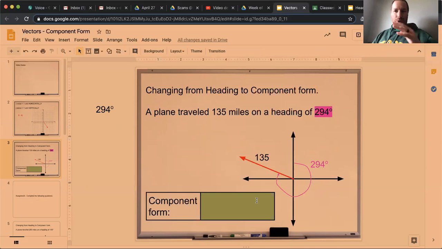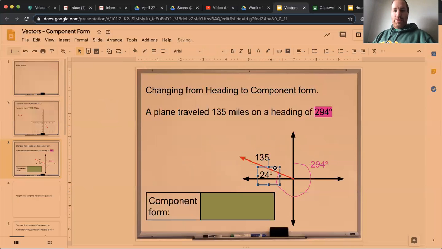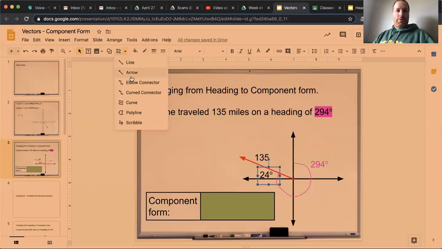Now to put this into component form, here's how we would do that. First, what we need to do is find the reference angle. Actually, you don't need to find the reference angle, but I'll show you that in just a second. Here, for 294, as I already mentioned, the reference angle is going to be 24 degrees, because it's 270 to here, and then 24 more degrees this way. So to find the I and J components, all we're doing is making a little right triangle in this space.